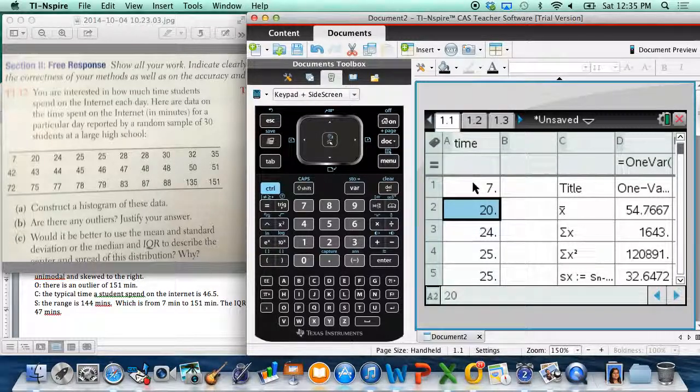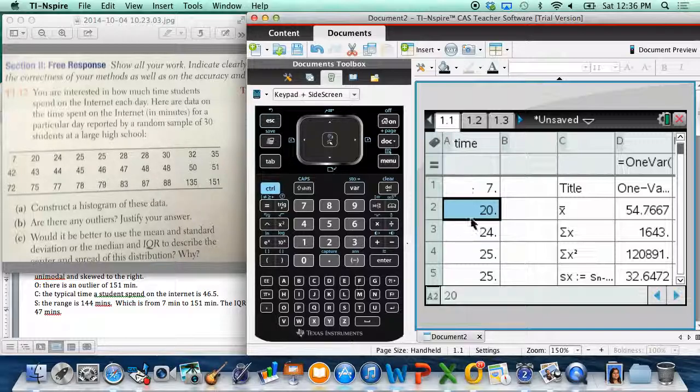Okay, I'm recording now. So it says section 1, free response question. This is from chapter 1, question number 12. You are interested in how much time students spend on the internet each day. Here are the data on the time you spent on the internet in minutes for a particular day, reported by a random sample of 30 students at a large high school.